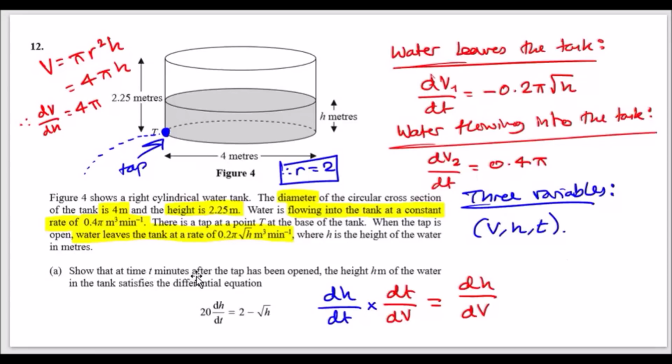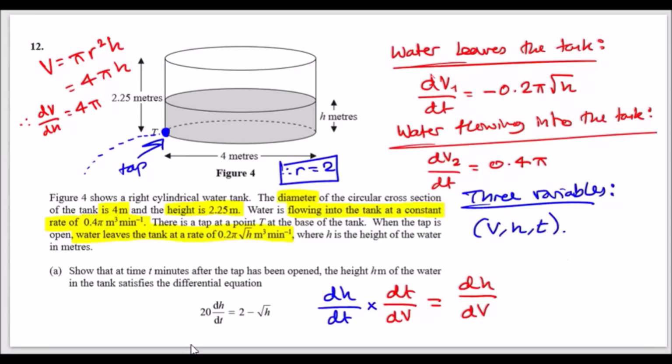Now, show that t minutes after the tap has been opened, the height of the water in the tank satisfies the differential equation. We need to prove this equation, so we need to formulate it. A quick tip: we need to firstly count what variables we have. For these kinds of questions, always check your variables. We have a volume V, because we're dealing with meters cubed, and we have a nice equation there. We also have h, which is the height. We also have time, because we always have time in a rate of change, so that's always a given. This means we can formulate an equation with all 3 differentials, with all 3 variables.